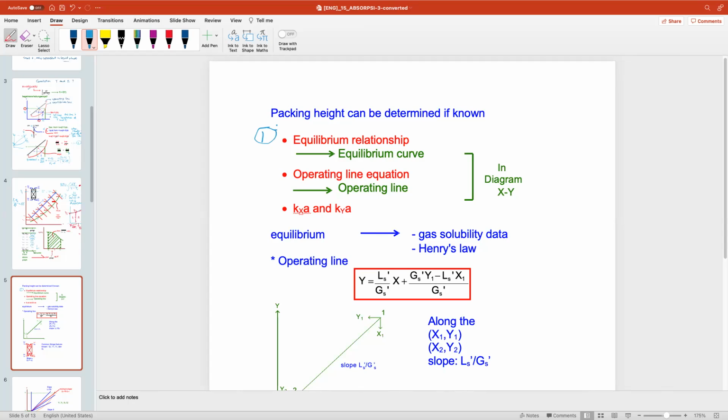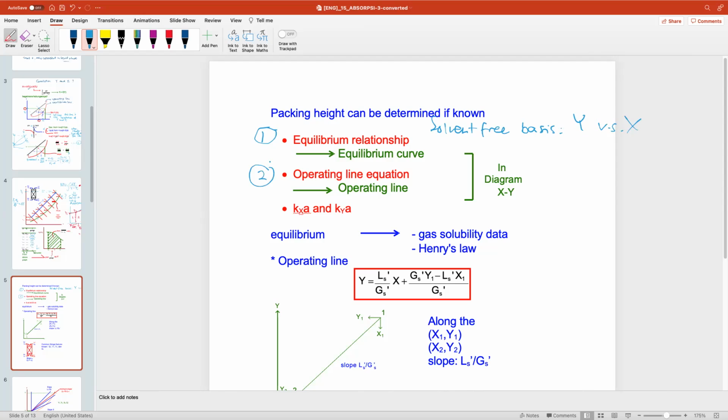But remember, we usually use a solvent-free basis. So for solvent-free basis, use mole ratio, y versus x. Don't just plot your small x and small y. You need to change them into mole ratio. And then the second one is the operating line.